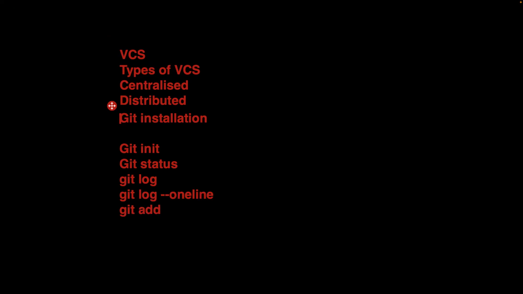After this, we have seen Git installation and then creating a Git repository using git init. These are the different commands we have gone through: git status, git log --oneline, git add, git add file name, and git add . to add everything. And then git commit -am with some message, right? We have discussed about Git architecture.